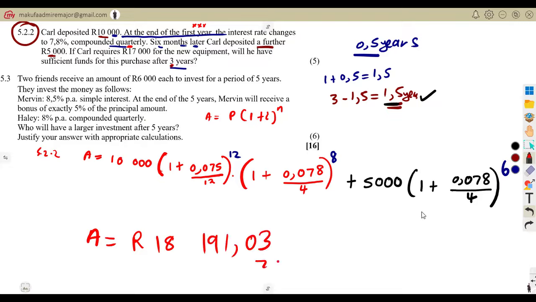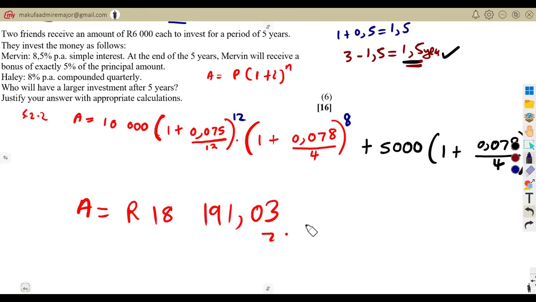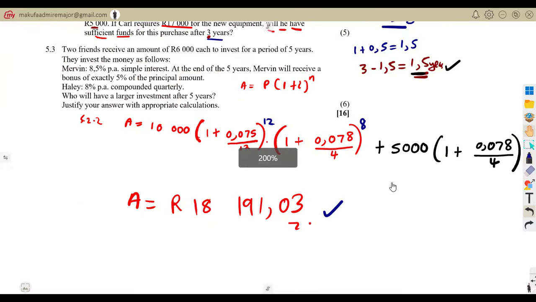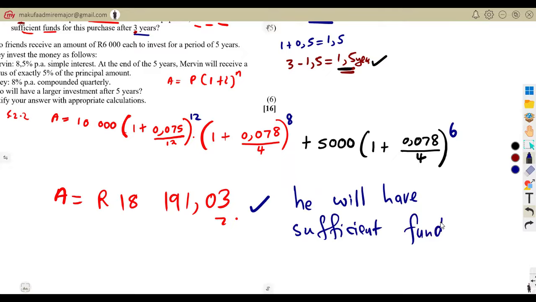18,191.03. All right. Remember, money to 2 decimal places. So this is what he's going to have in his account. So the question was, will he have sufficient funds? He wants to have 17,000. What is he having in his bank account? 18,000. So is it sufficient? Yes, it is sufficient. So he will have sufficient funds in the bank.